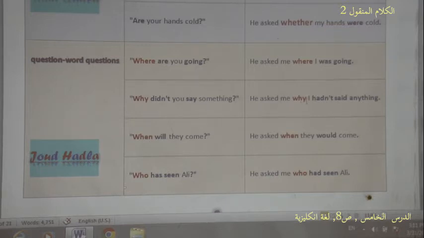He asked me why. I hadn't said. So past simple negative, past perfect negative. Now something is changed into anything, because in negative and question we use anything instead of something. Now, when will they come? Here it is not a yes/no question, because we have a WH word, when, in red color. So, when will they come?